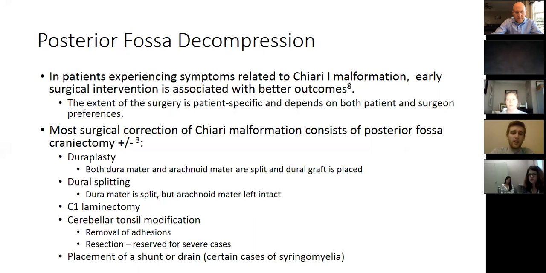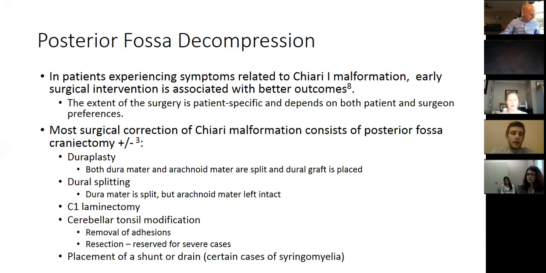A lot of patients will undergo a C1 laminectomy, if not a C2 laminectomy, for further decompression down the spinal cord. And in very severe cases, the surgeon can sometimes modify the cerebellar tonsils. So whether it's cutting adhesions from these tonsils to the spinal cord, sometimes they'll pull them off and let them just float a little more freely, so that the CSF can flow easier. And then sometimes they can actually resect the cerebellar tonsils. This is going to be reserved for your more severe cases of Chiari malformation. Obviously, as the side effects can be very severe for that.